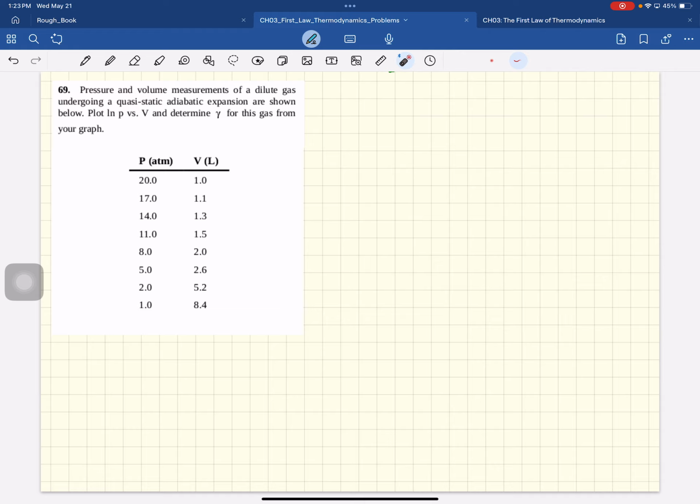Okay, so PV to the power gamma is constant. And determine gamma for this gas. So you want to find this. Okay, what does that mean? So here is P1, V1. This to the power gamma should equal PV to the power gamma for any other point. Okay. So we can pick any 2 points.